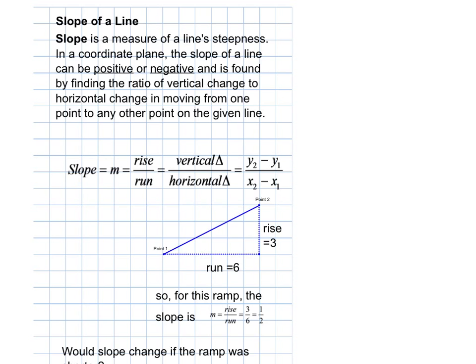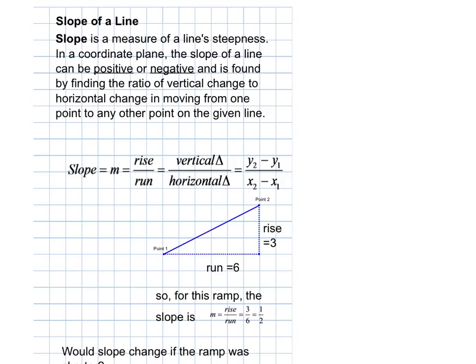Okay, so let's look at this. Let's consider this to be a ramp and you wanted to measure its steepness. You can see that if we move from this point to this point, that's a rise of 3. That's the vertical change. That's your numerator in the slope calculation. Its horizontal change from point to point is 6, all right? So the slope for this, the measure of the steepness for this ramp is 3 over 6, or you can simplify to 1/2.